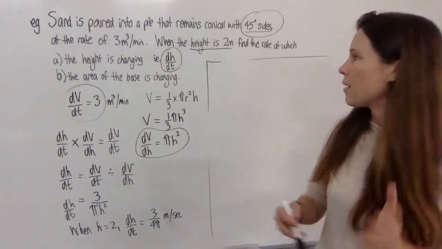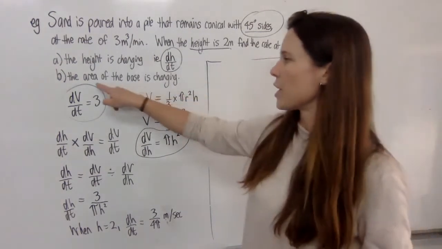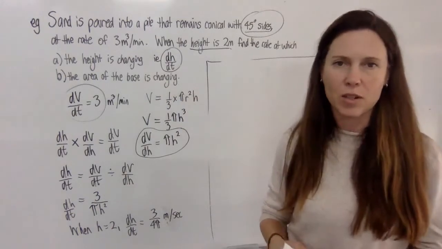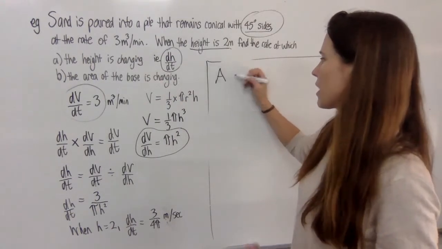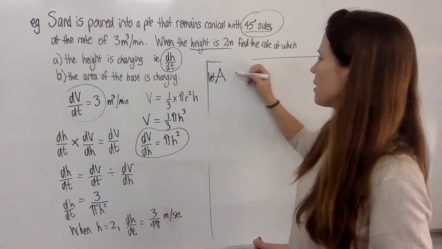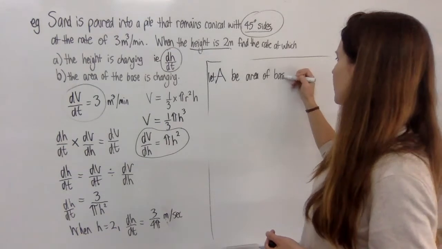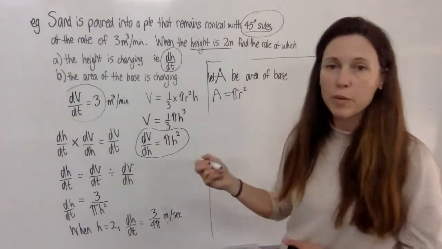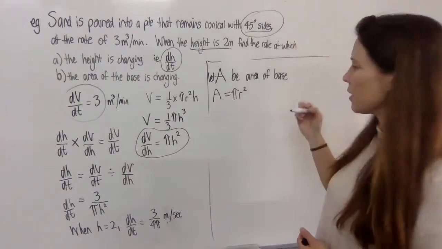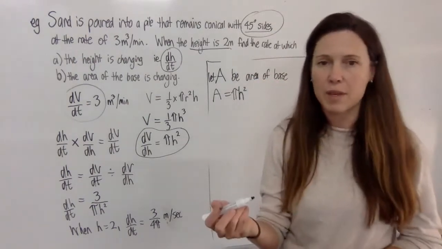And we're done. Now for the second part, they're saying when the height is 2 metres, find the rate at which the area of the base is changing. Now let's consider the area of the base. If we say, let A be the area of the base, then we know that area equals pi r squared. But remember, we also knew that if there's 45-degree sides, we were changing our r into h because it was effectively the same thing.